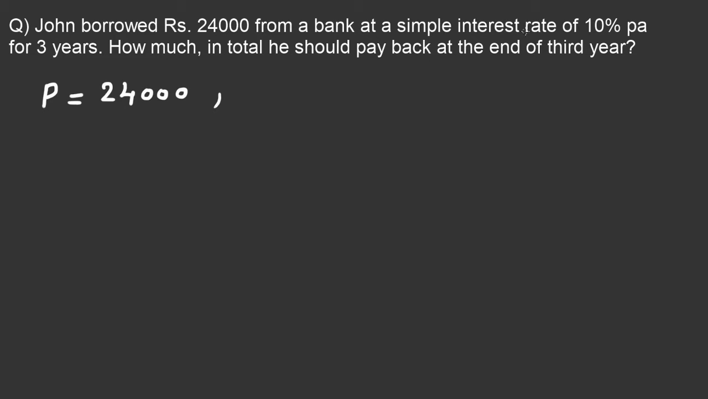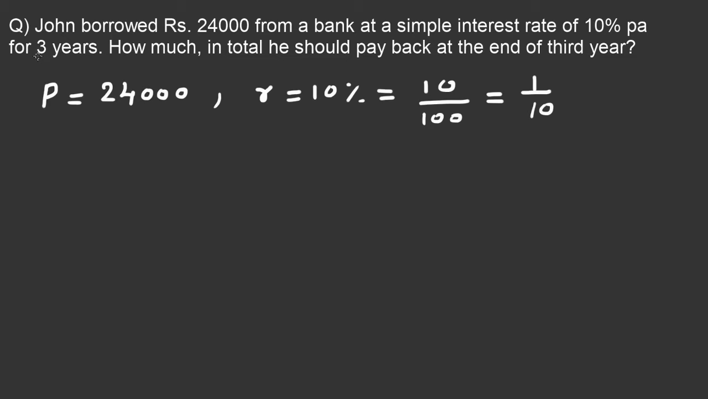And now, what is the other thing given? Rate of interest is given. R is equal to 10% per annum. So, for 1 year it is 10%. The simple interest rate is directly given, so 10% in percentages is given. So, we need to convert it by dividing by 100. So, this gives us 1 by 10.